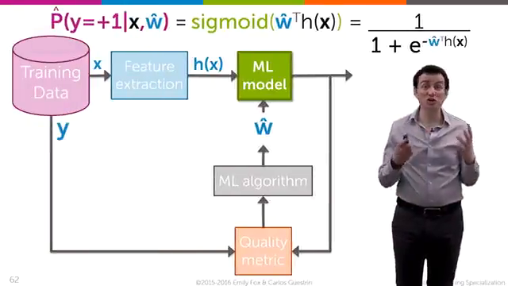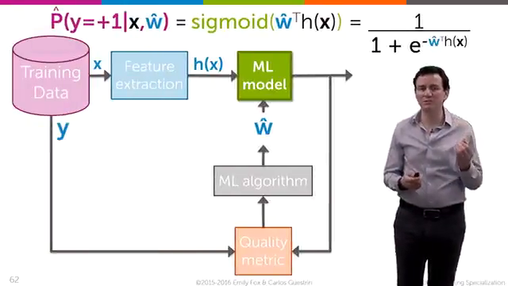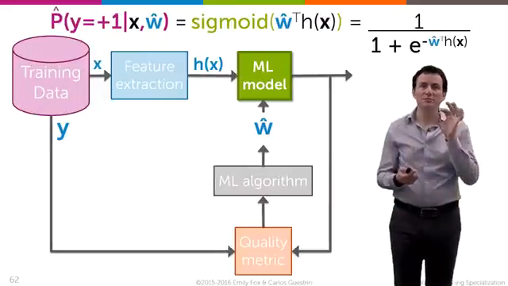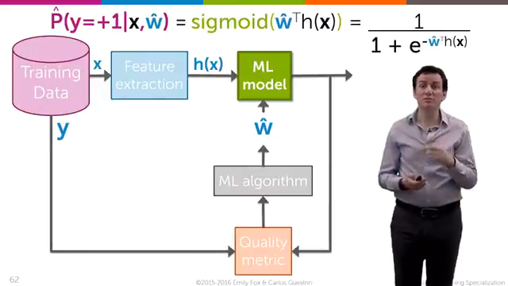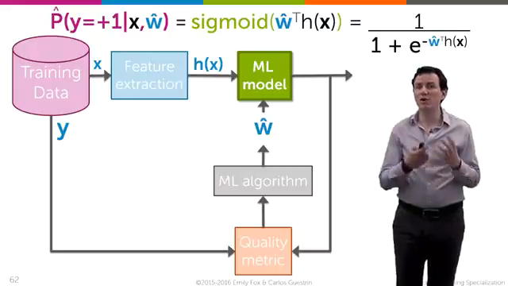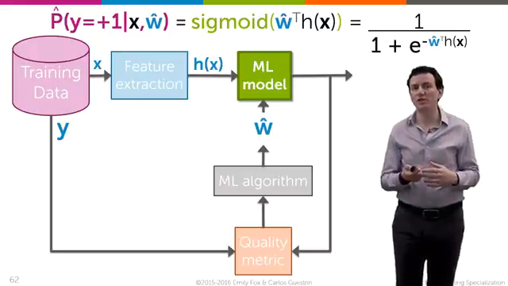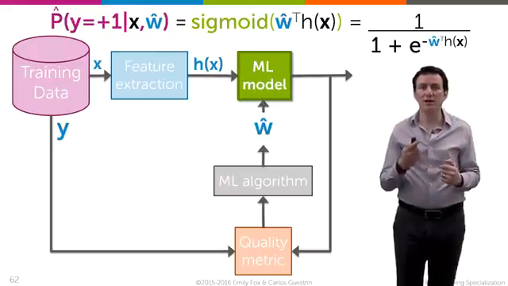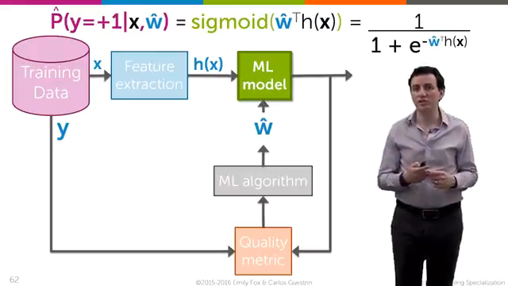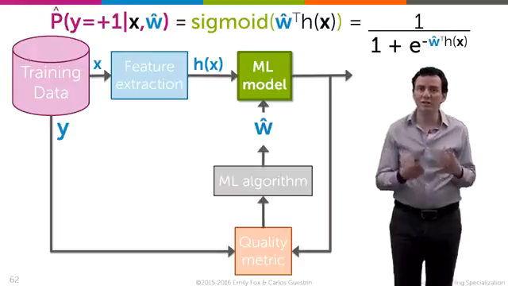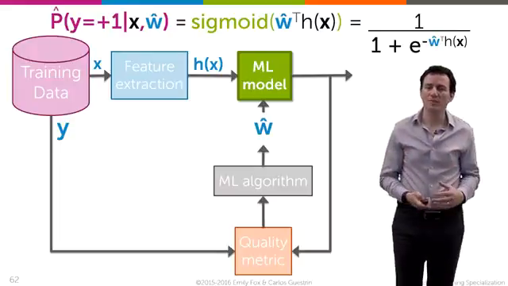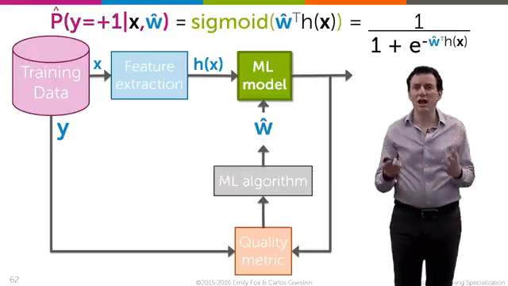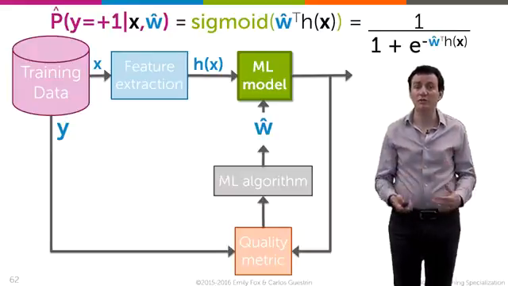Now we can see our logistic regression learning problem. I have some training data, we extract some features, and we have this ML model that says the probability that a review is positive is given by the sigmoid of the score W transpose h, which is 1 over 1 plus e to the minus W transpose h. And I learn a W hat that really fits the data well. Next, we're going to discuss the algorithmic foundations of how we fit the W hats from data.